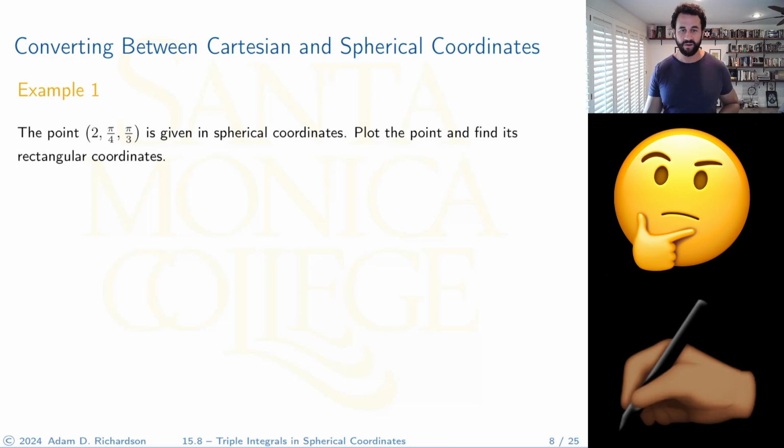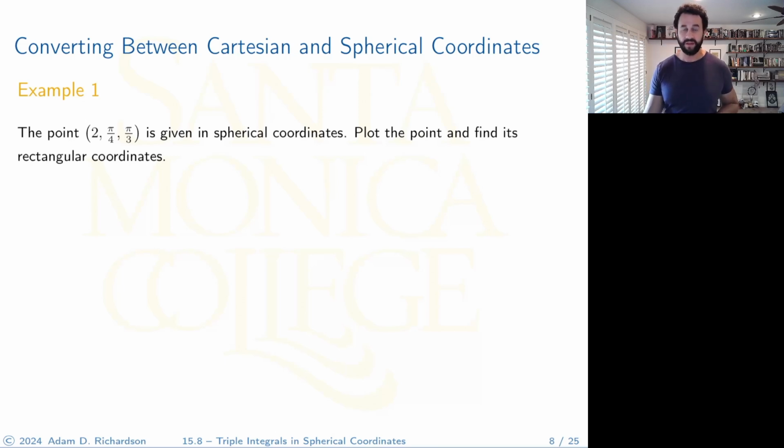Right, and now go ahead and try to work it out on your own. Try to plot the point and then find the Cartesian representation of this point. All right, now let's do it together. One thing you've got to remember is the order of the coordinates. So that's one thing you do have to get used to.